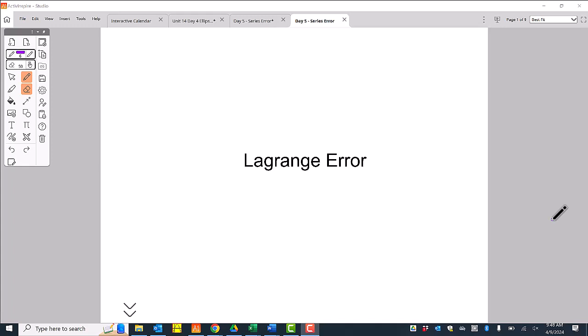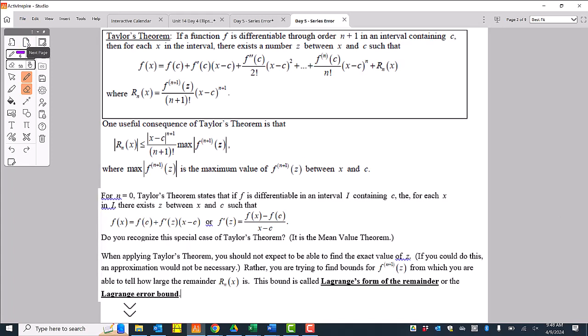All right, so today we're looking at Lagrange error. Now, this is a lot of information. I'm not expecting you to know all of this or write all of this. It's just background on where we get the Lagrange error bound.